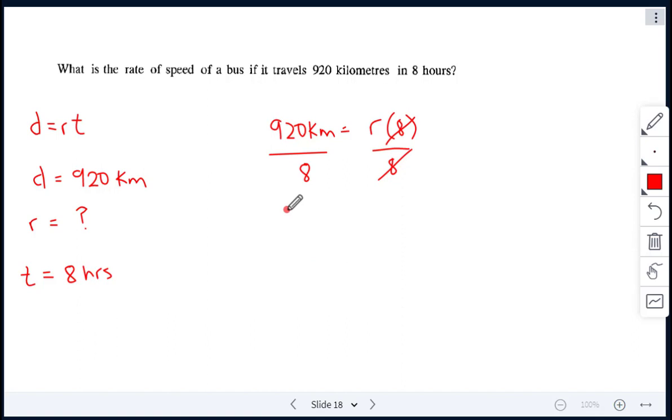So just put that into the calculator. And I get 115, and it is the rate, so 115 kilometers per hour. All right, so your last part of this would just be to write out your sentence. So the rate of speed is 115 kilometers per hour.